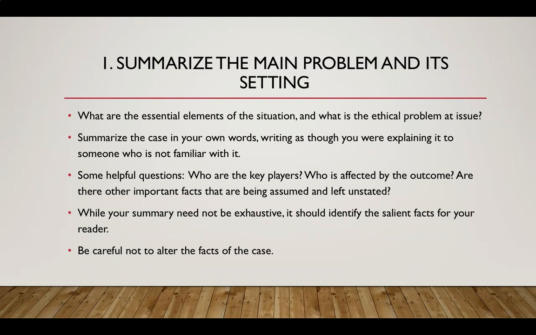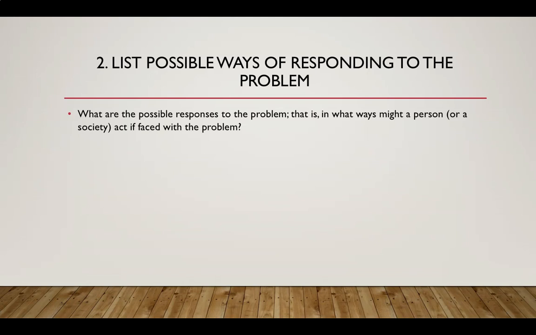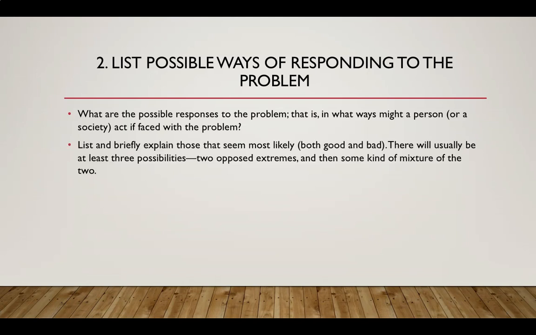Okay, moving on to number 2. List the possible ways of responding to the problem. So, what are the possible responses to this problem? That is, in what ways might a person or a society act if they were faced with this problem? List and briefly explain each of these options that seem most likely, both good and bad. There'll usually be at least 3 possibilities for every problem. So these would be the 2 opposed extremes, and then some kind of mixture of the 2.